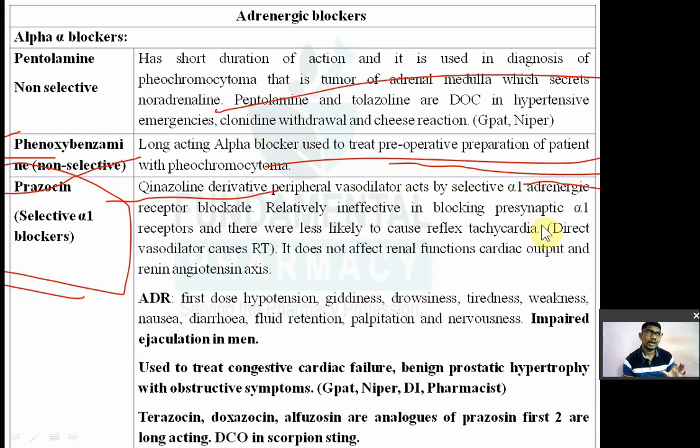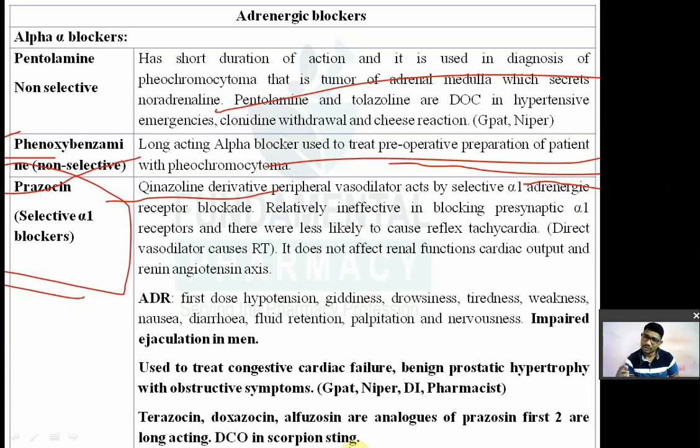तो ये अल्फा 1 रिसेप्टर जो है ब्लड वेसल में उसको ब्लॉक करते हैं. आपको पहले ही हो चुका है, what do you mean by alpha 1, alpha 2, beta 1, beta 2, beta 3, when we were discussing the sympathetic nervous system and drugs acting on it. So at that time I said alpha 1 receptor is stimulatory, alpha 2 is inhibitory, beta 1 is stimulatory, beta 2 is inhibitory, beta 3 is also inhibitory.